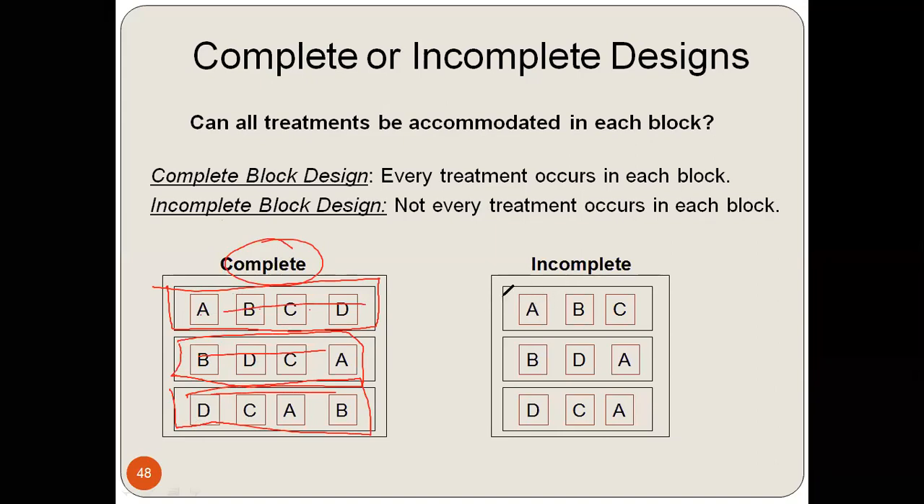Here, look at one block. How many treatments are there? Only 3: A, B, C. Here D is missing. Here C is missing. Here B is missing, as an example. So this is called incompleteness. Out of 4 treatments, only 3 appear in each block. So this is called an incomplete block design. Complete means all the treatments appear in a single block.